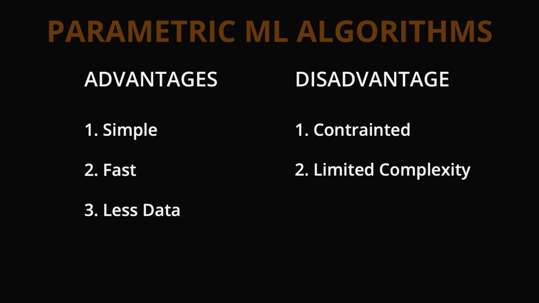There's limited complexity. There are situations where data does not follow a specific distribution, and therefore these algorithms can result in poor fit at times. So how are parametric machine learning algorithms different from non-parametric machine learning algorithms?